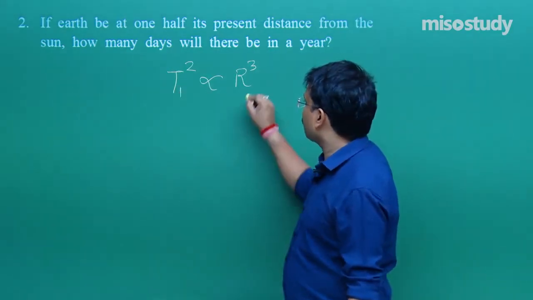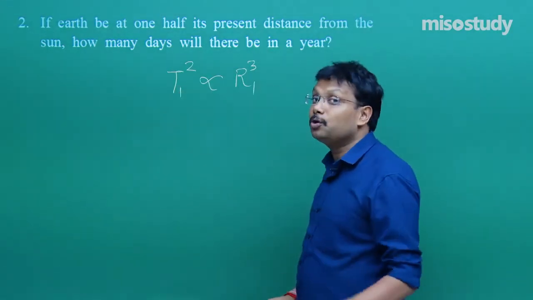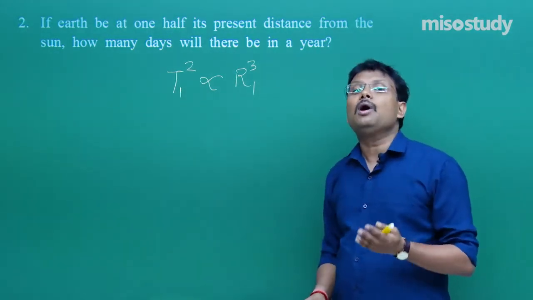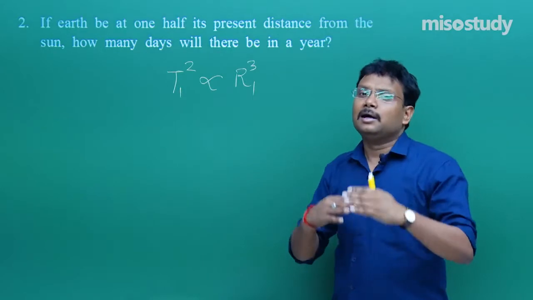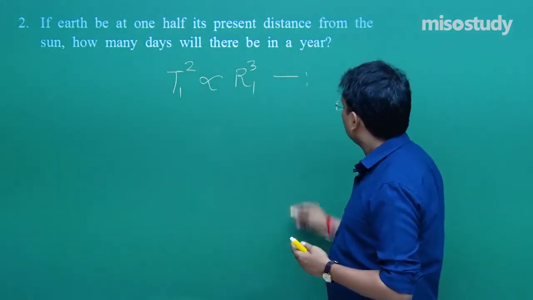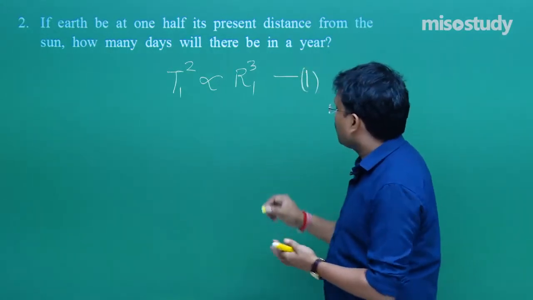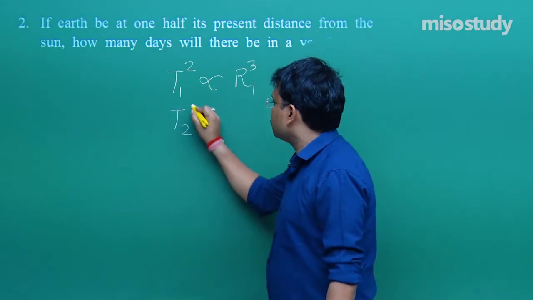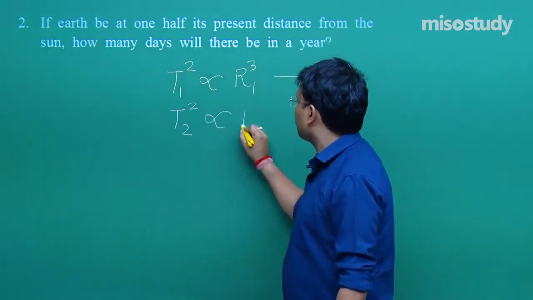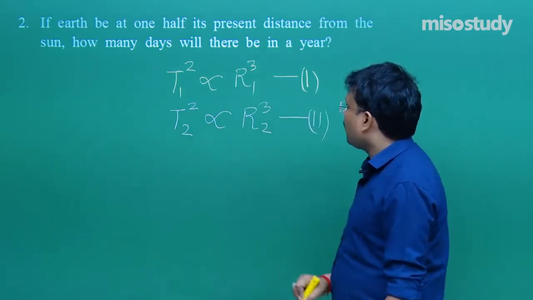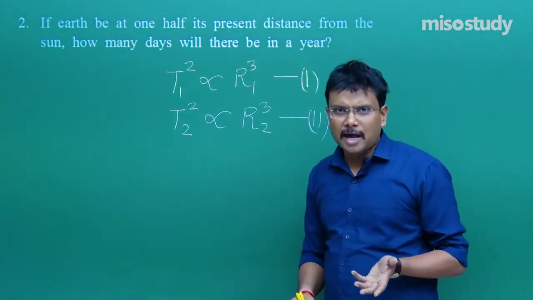So T1 square is directly proportional to R1 cube and T2 square is directly proportional to R2 cube. Then dividing equation number 1 by 2, this equation number 1, and let us say here it is equation number 2, that is T2 square is directly proportional to R2 cube, fine. Then divide 1 by 2 or 2 by 1, put the values like that.